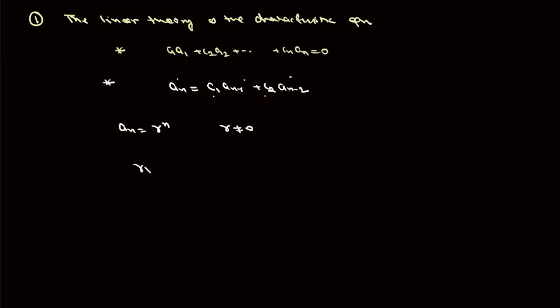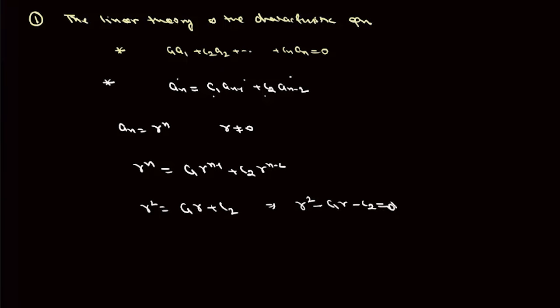We can write this as r to the power n equals c1 r to the power n minus 1 plus c2 r to the power n minus 2. Now we can cancel r to the power n minus 2. We'll get r square equals c1 r plus c2, which is a quadratic equation in r, which we can write as r square minus c1 r minus c2 equals 0. Now the roots of this characteristic equation will supply the basis for our vector space.